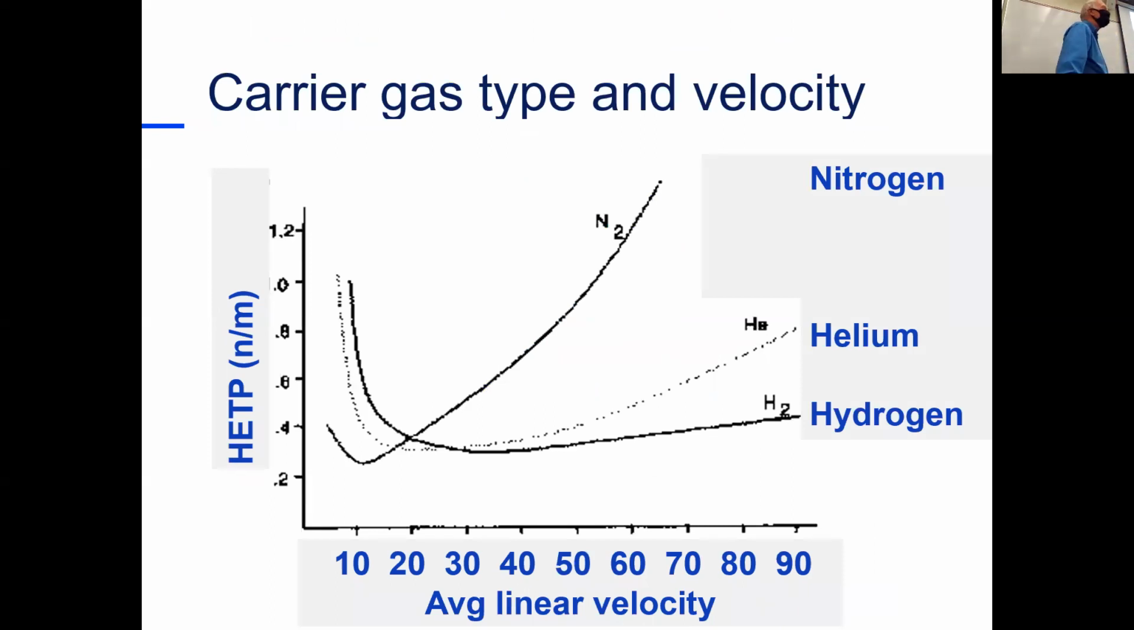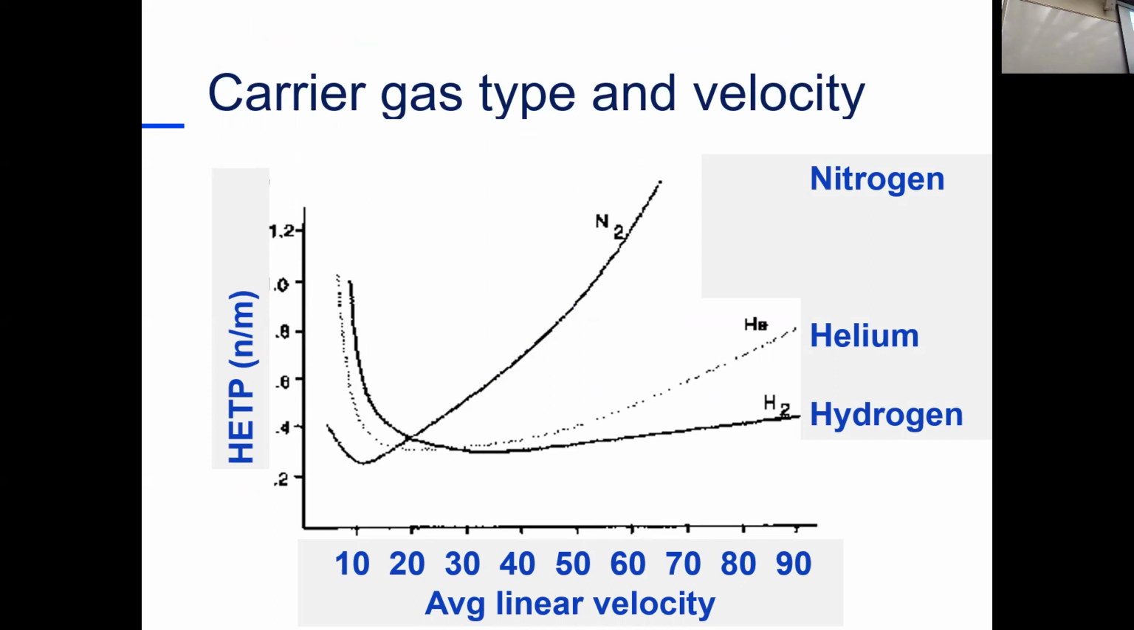This is where we want our number small. In the previous one, we wanted the number big. Here we want our number small. So how much column does it take to get a unit of separation? The smaller the units, the better, the more efficient it is.